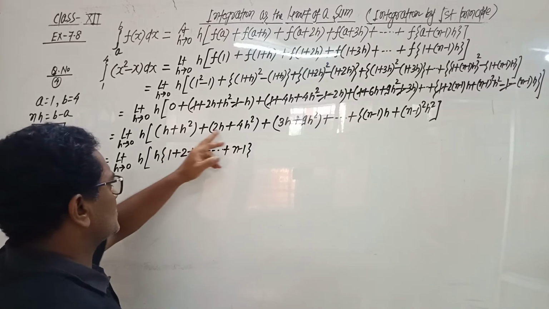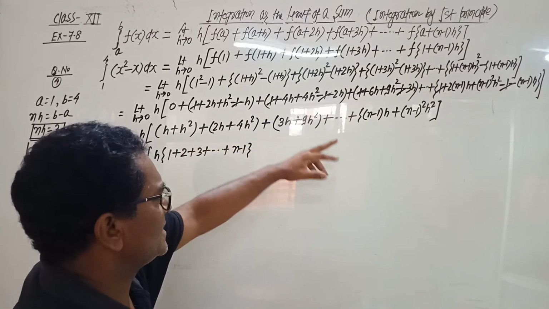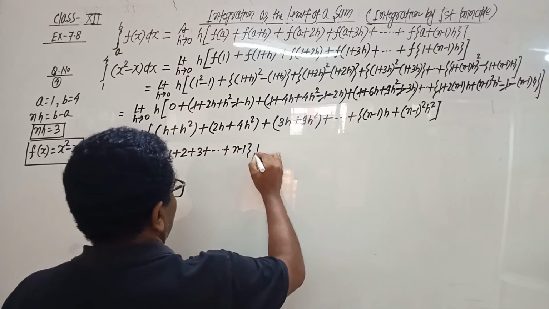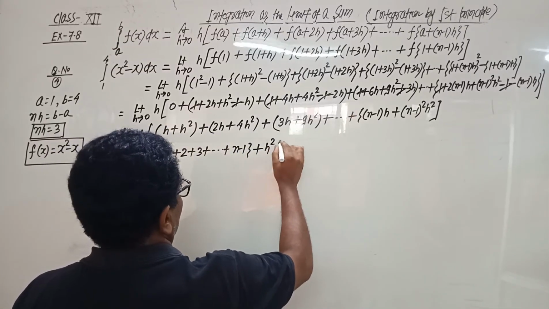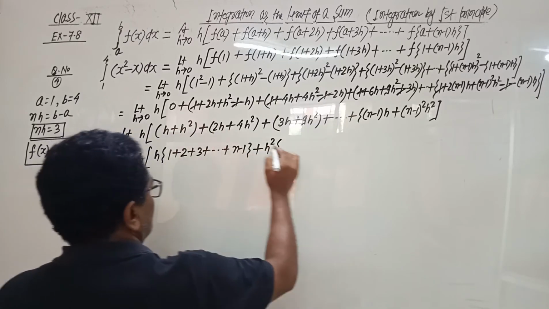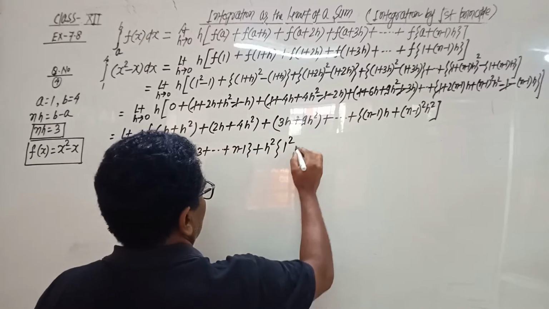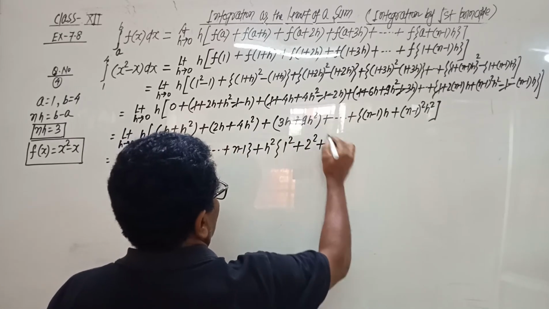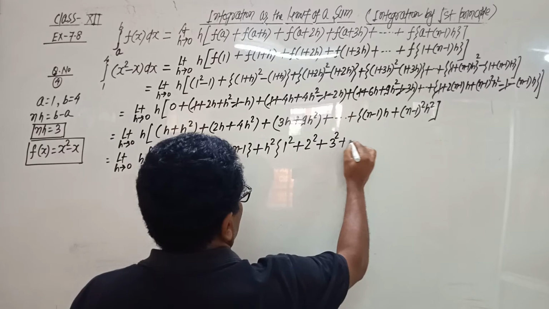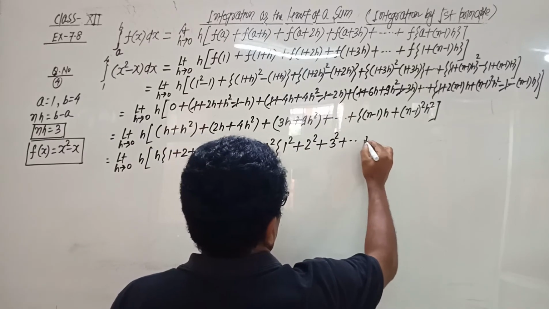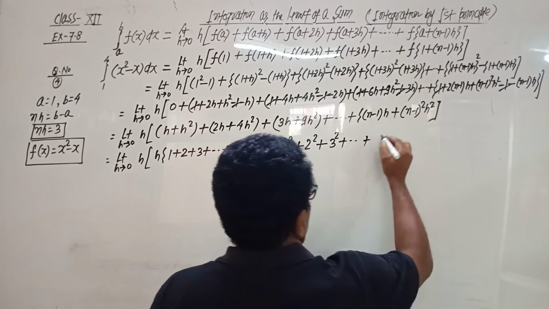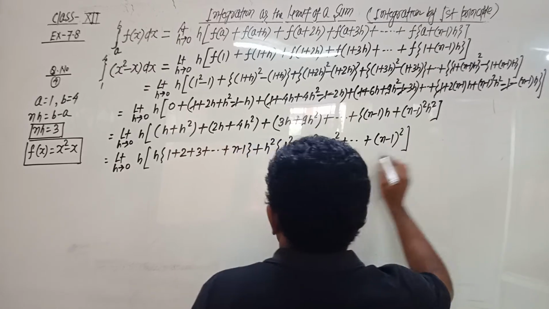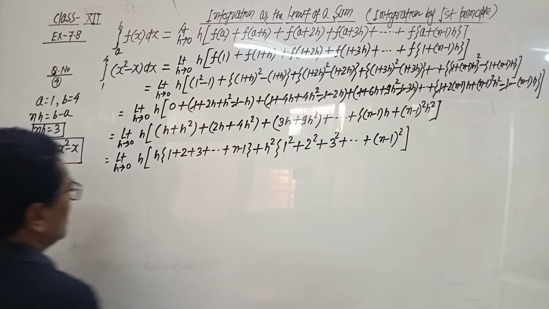Then from h square, 4h square, 9h square, up to (n minus 1) square h square, we take h square as common. So 1 is written as 1 square, 4 is written as 2 square, 9 is written as 3 square, plus and so on, and this is written as (n minus 1) the whole square. And h square we have taken common.